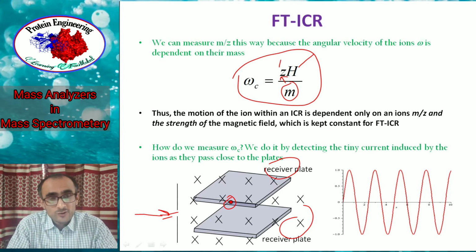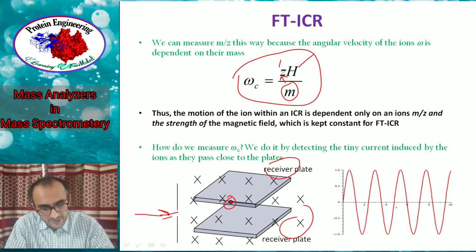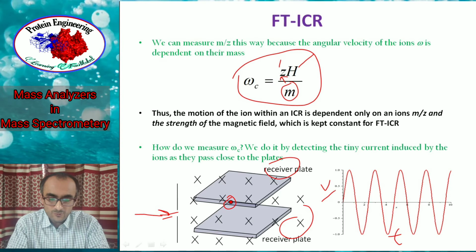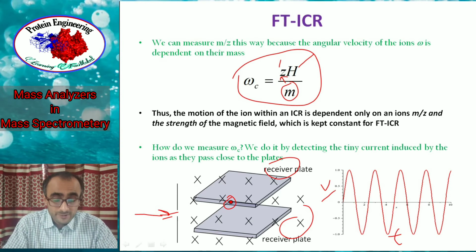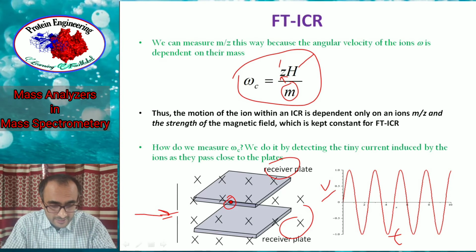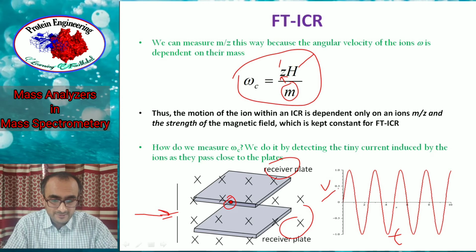So the first spectrum you get from here is a time-based spectrum, where voltage is measured due to the presence of ions in proximity of the detection plate, and you get a sine wave spectrum in fact.